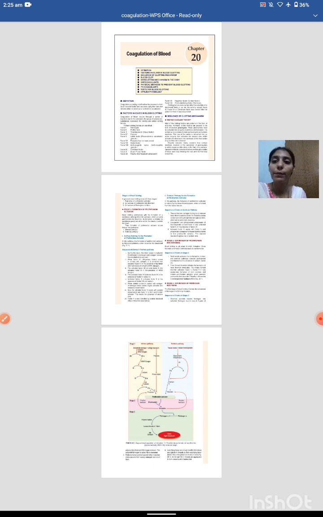So basically, what is coagulation? It is the clotting of blood, or you can say conversion of fluidity into a jelly-like material. It occurs with the help of 13 factors, and the complete mechanism occurs in 3 stages. The first step is the activation of prothrombin activator, the second is the conversion of prothrombin into thrombin, and the last is the conversion of fibrinogen into fibrin, right?